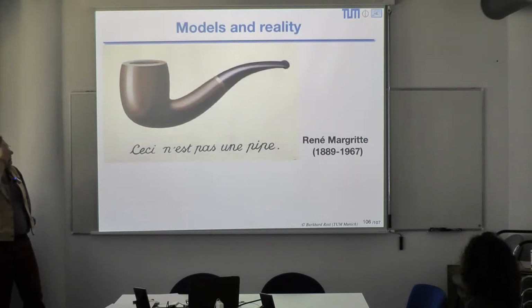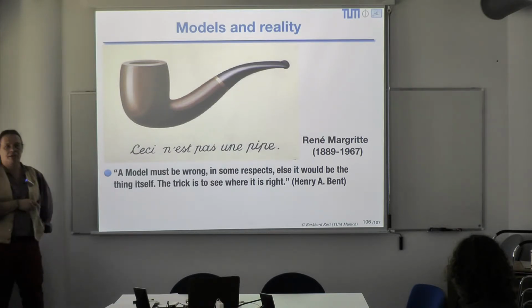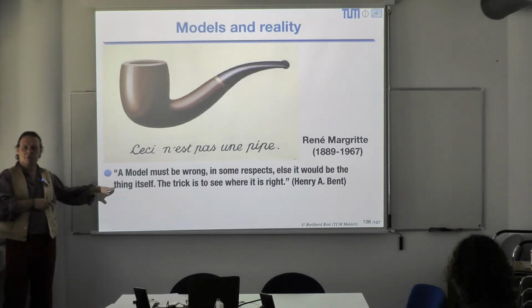And this slide is "Ceci n'est pas une pipe." For those of you who do not speak French, that translates to "this is not a pipe," obviously. René Magritte, and the slide comes from Torsten Schwede. Point 1, a model must be wrong in some respects, else it would be the thing itself. The trick is to see where it is right. And that is a statement that I feel is very, very important.